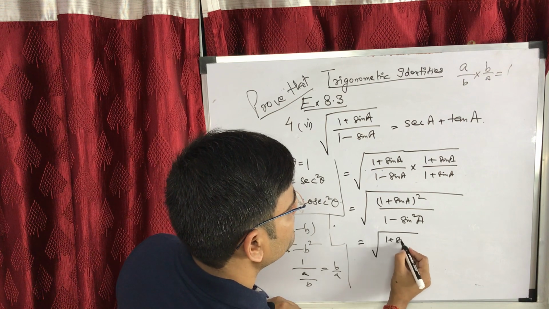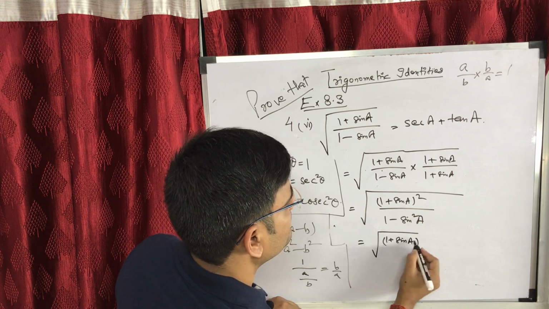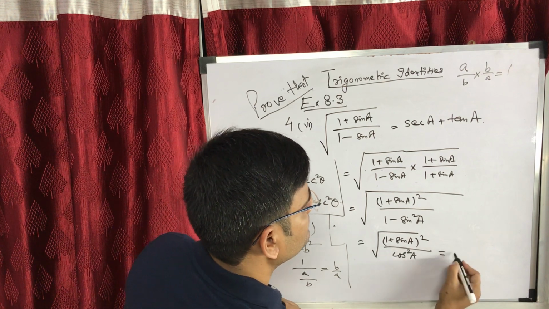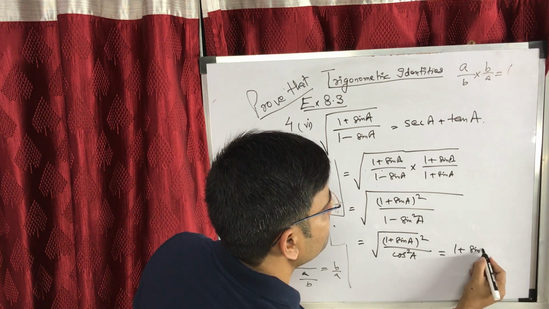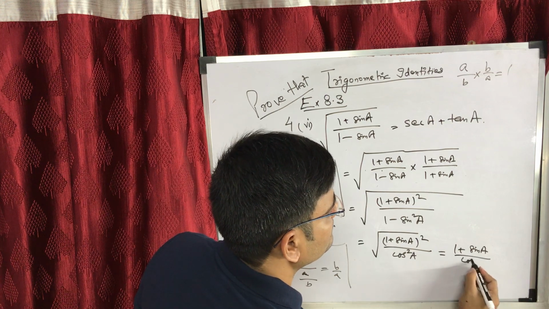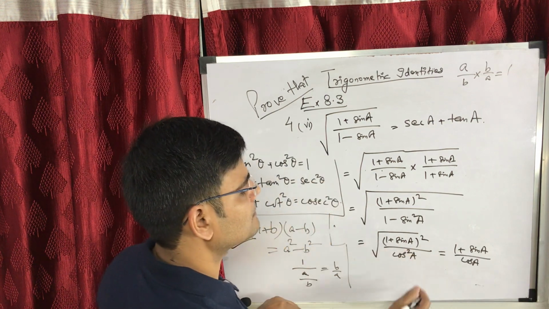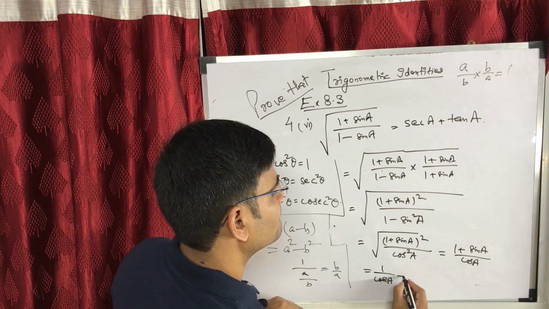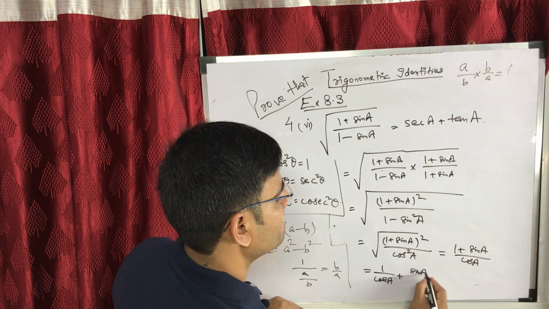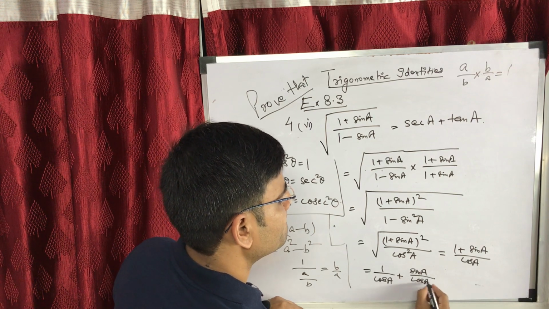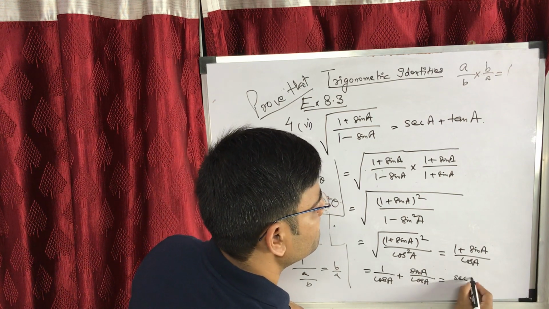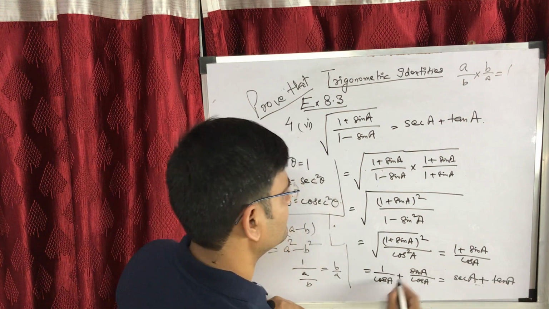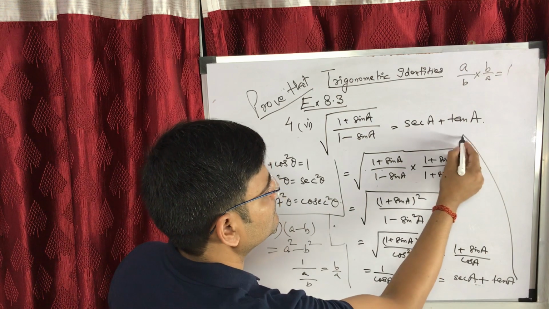(1 plus sin A) whole square by cos square A, that becomes (1 plus sin A) by cos A. Square and root cancel each other, and you separate them: 1 by cos A plus sin A by cos A. So this becomes sec A and this becomes tan A, that is equal to RHS.